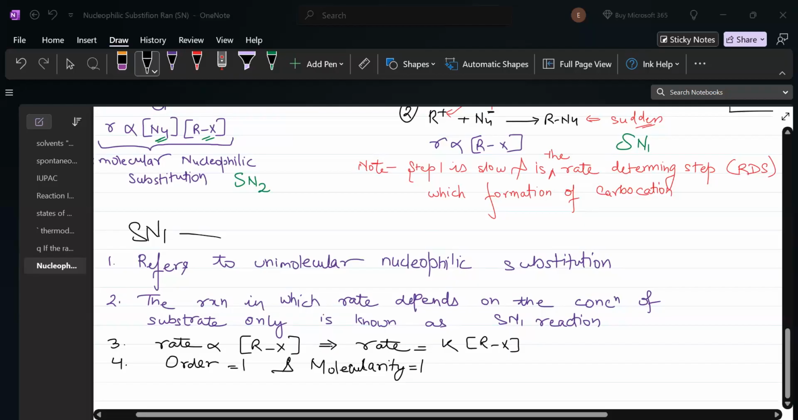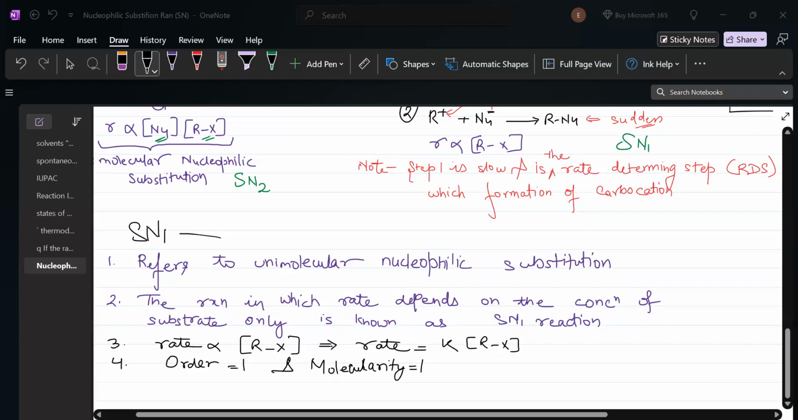Done. Yes, sir. We will draw the actual diagram of it in the mechanism part, and we will understand it. Okay, Amna, have you written those down?